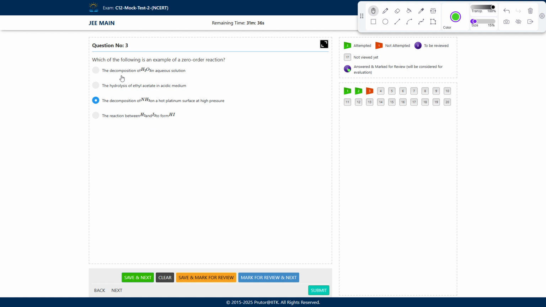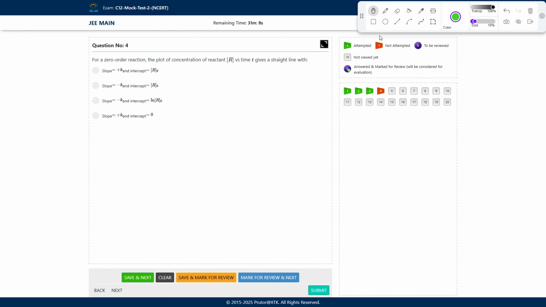If you see the other options, the decomposition of this in aqueous solution, the hydrolysis of ethyl acetate in acidic medium, in these options the concentration is going to play an important role, and that is why we are not considering them as our correct answer. Okay, so for this question our correct answer is the third option. Let's move to our next question.